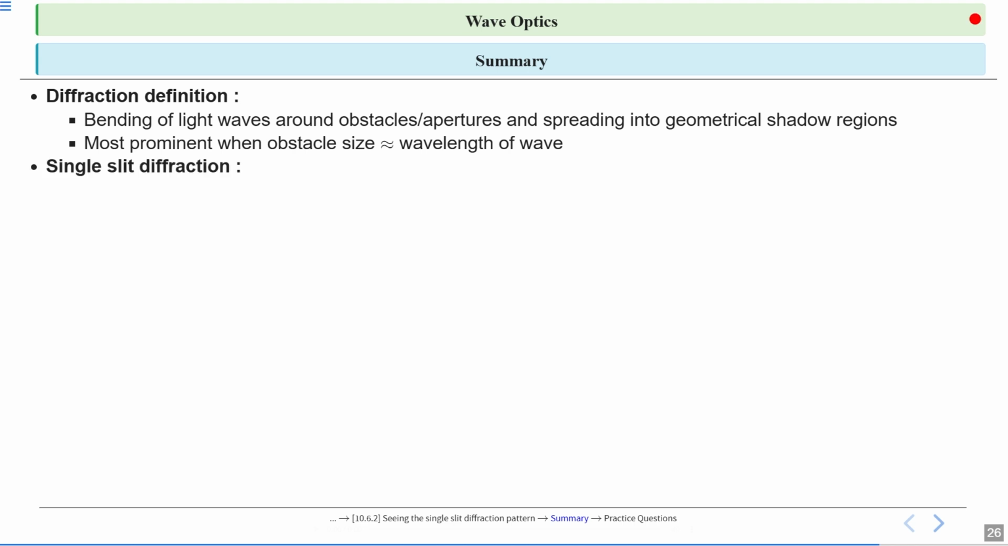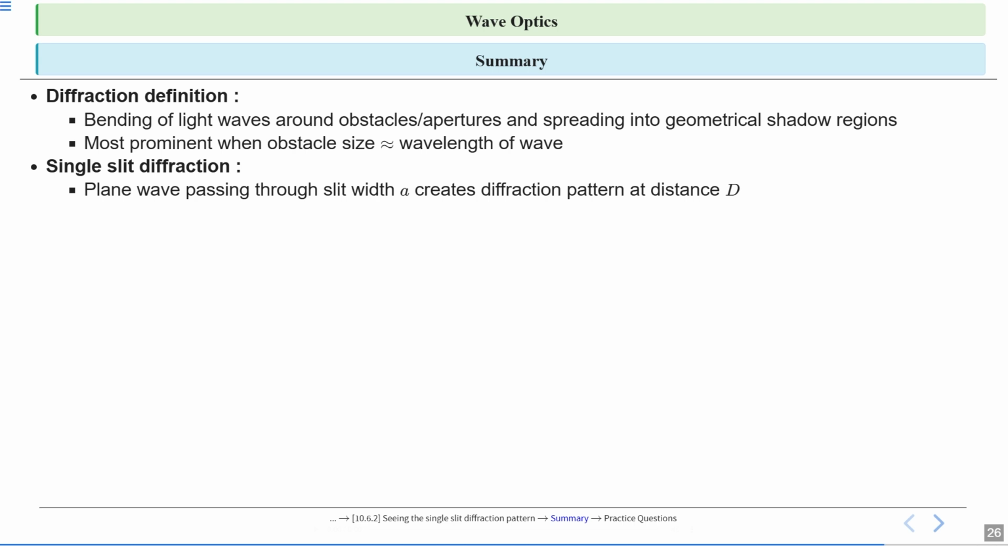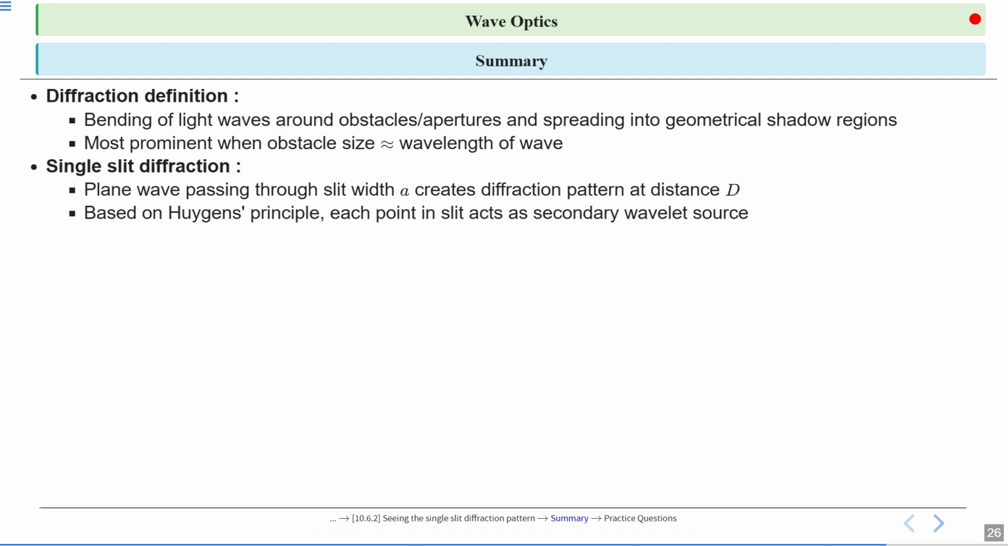Next, single slit diffraction, which is a classic example of how a diffraction pattern is formed. When a plane wave passes through a slit of width a, it creates a diffraction pattern at a distance D. This pattern is a result of the wave spreading out after passing through the slit. According to Huygens principle, every point on a wavefront acts as a source of secondary wavelets. This principle helps us explain how the wavefront evolves as it passes through the slit.